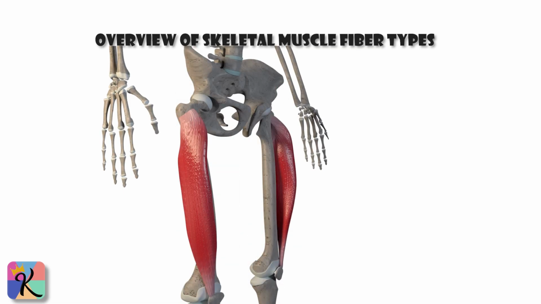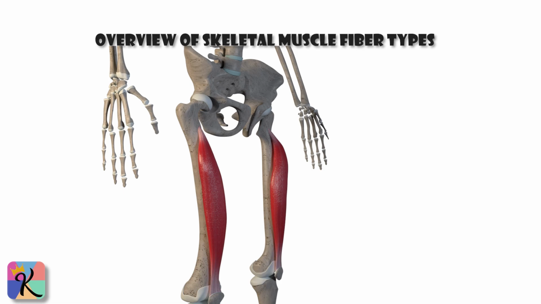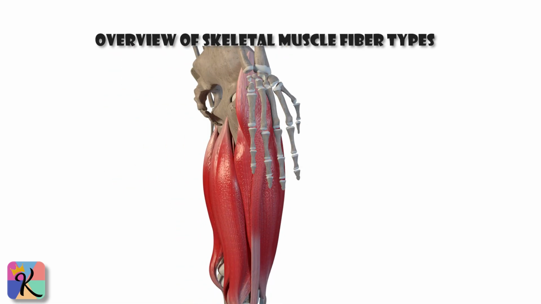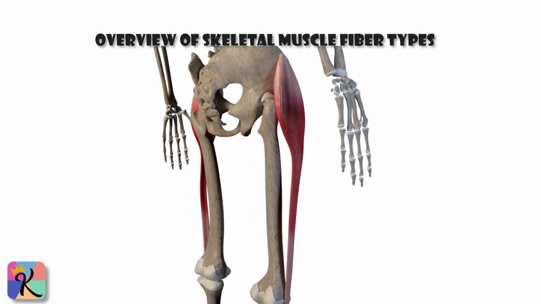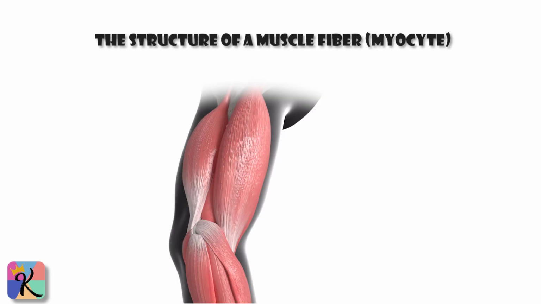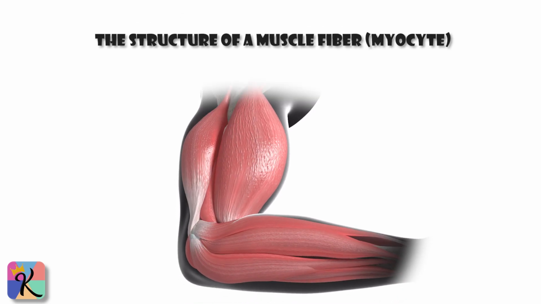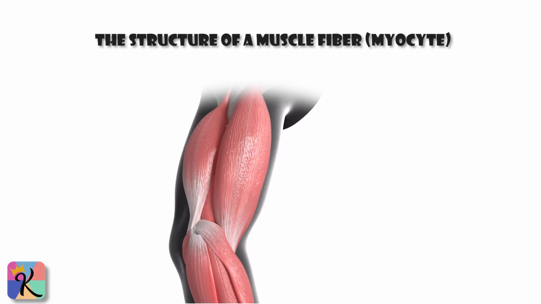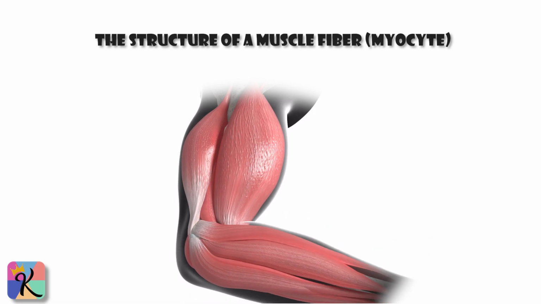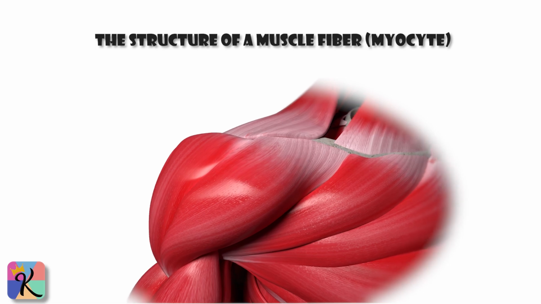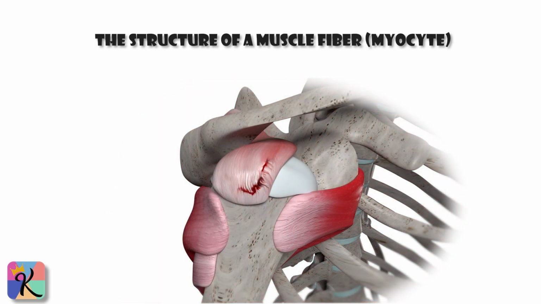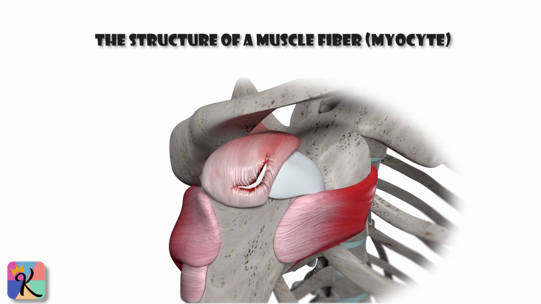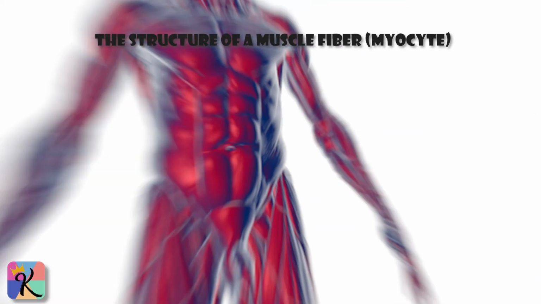So as shown, most muscles in the body have a mix of slow twitch and fast twitch fibers, but the dominant fiber type determines the muscle's primary function and its capacity for different activities. Let's take a closer look at a muscle cell, also known as a myocyte. Each myocyte contains a unique cytoplasm called sarcoplasm, which is filled with myofibrils, long cylindrical filaments responsible for muscle contraction. These myofibrils are organized into shorter segments known as sarcomeres, which are the basic functional units of a muscle.